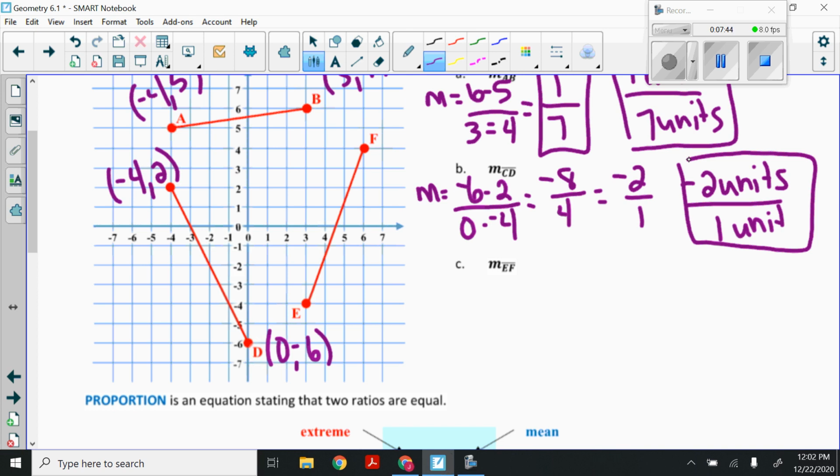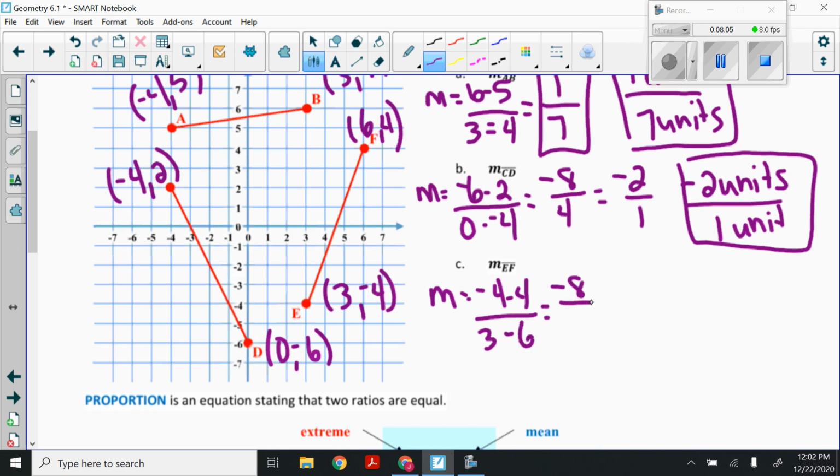And finally, we're going to look at the slope of E to F. So E, this is the point 3, -4. And F is the point 6, 4. So here our slope, -4 minus 4 over 3 minus 6. -4 minus 4 turns to -8. 3 minus 6 turns to -3. Negative and negative turns to positive. So I've got 8 units over 3 units. Simplify.